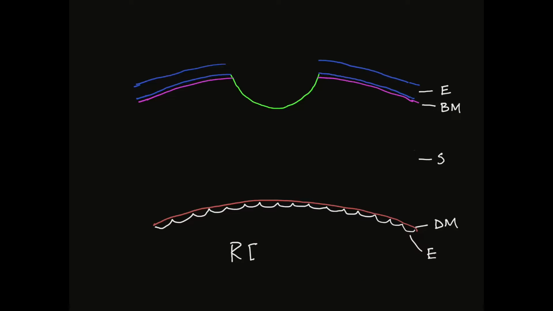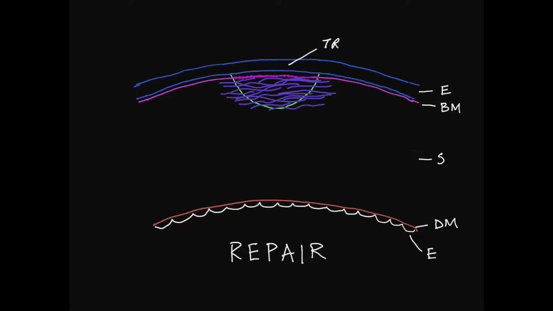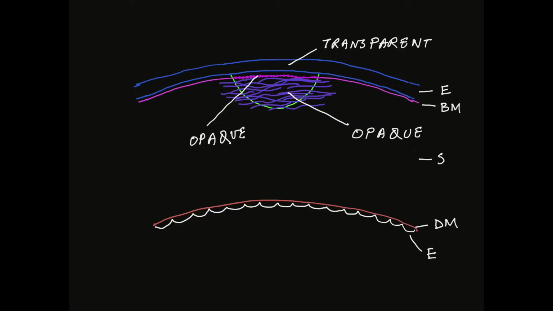But when it heals, there is healing of the stroma by laying down some new fibers which are laid irregularly, causing opacity. The Bowman's membrane also heals by fibrosis, but the epithelium always remains transparent whenever it lays down a new layer. So we can see the opaque Bowman's membrane and the stroma.